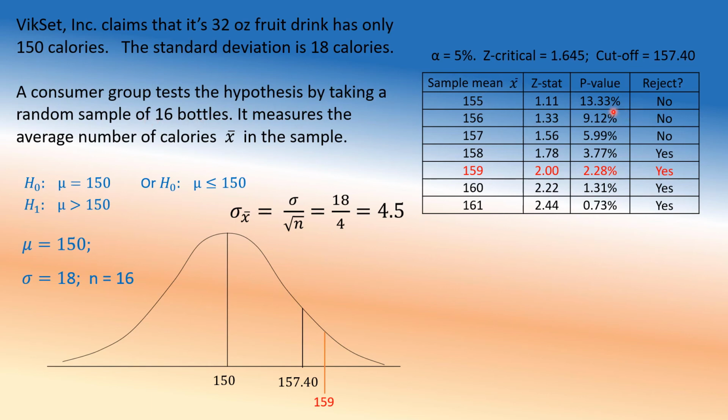Well, 13.33% will be out here somewhere, right? That's 5% increasing this way. So it's going to be somewhere out here, which means don't reject. 156, 9.12%. 157, 5.99%. Pretty close right here, 6% versus 5%. Still don't reject. At 158, we switch sides. Now we are looking at right here.